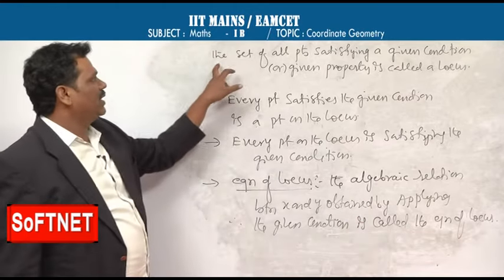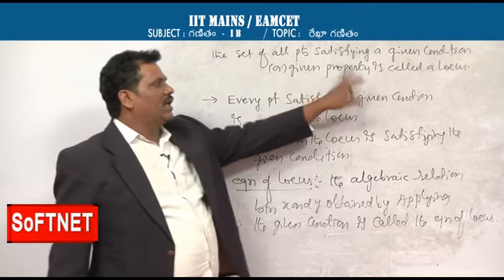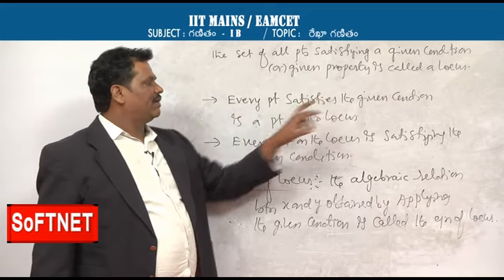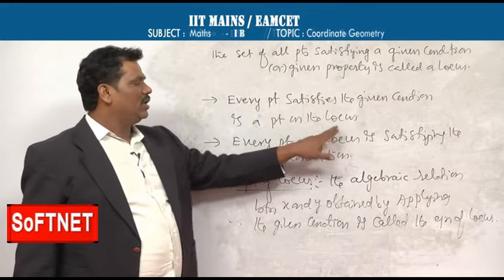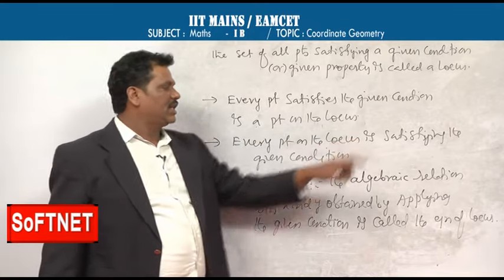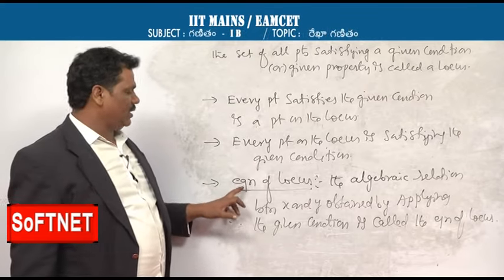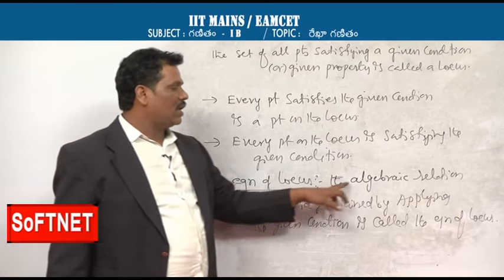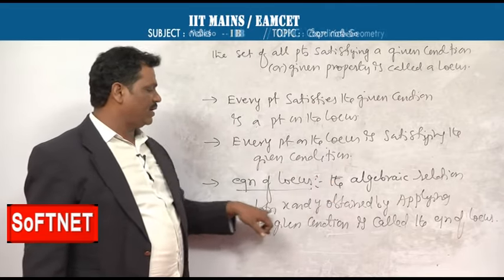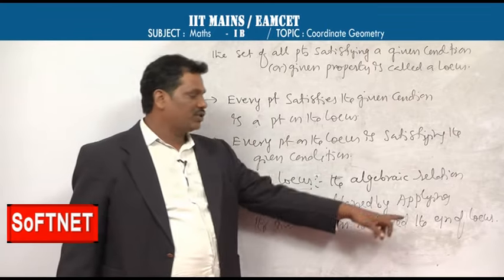What is the definition of locus? The set of all points satisfying the given condition or given property is called a locus. And one very important point: every point satisfying the given condition is a point on the locus, and conversely every point on the locus is satisfying the given condition. Now discuss the equation of locus. Equation of locus means the algebraic relation, that is, between x and y. The algebraic relation between x and y obtained by applying the given condition is called an equation of locus.